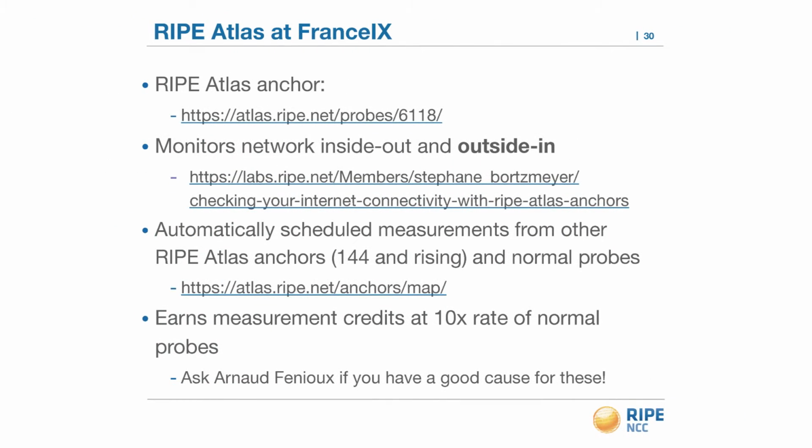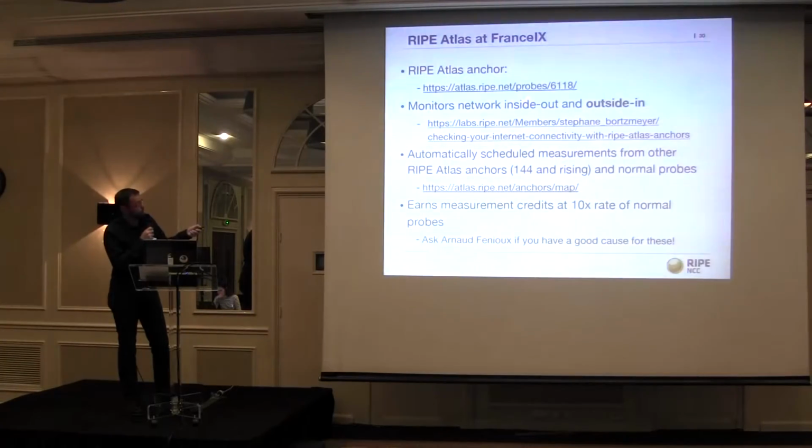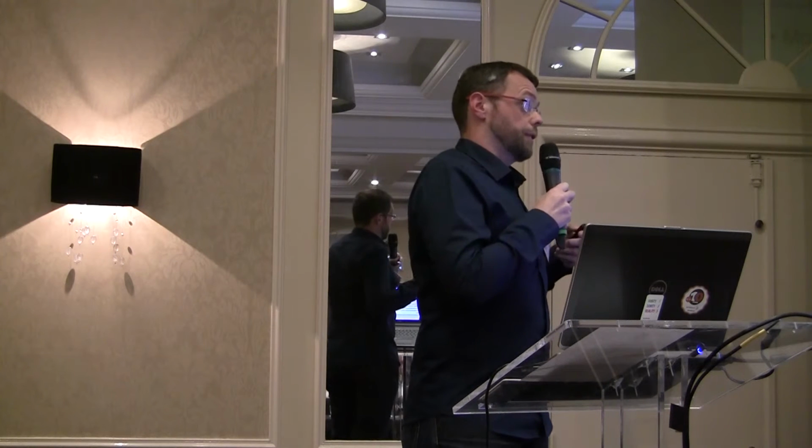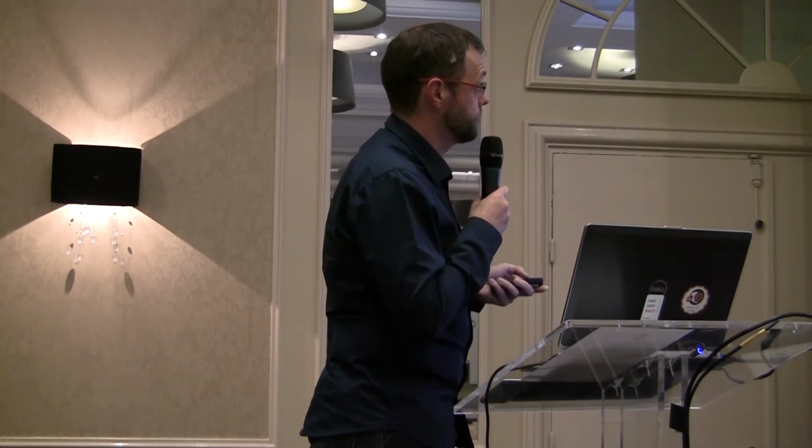RIPE Atlas at France-IX, as Arnaud already mentioned, we have a RIPE Atlas anchor. That's the URL. So one of the things you can do with these is monitor your network from the inside out. You own your network, but outside in is a little bit trickier. So that's what RIPE Atlas enables. And Stefan wrote a nice RIPE Labs article, which came out yesterday, about how to use RIPE Atlas anchors as stable points you can ping to, because that's real handy to have available if you're debugging stuff.